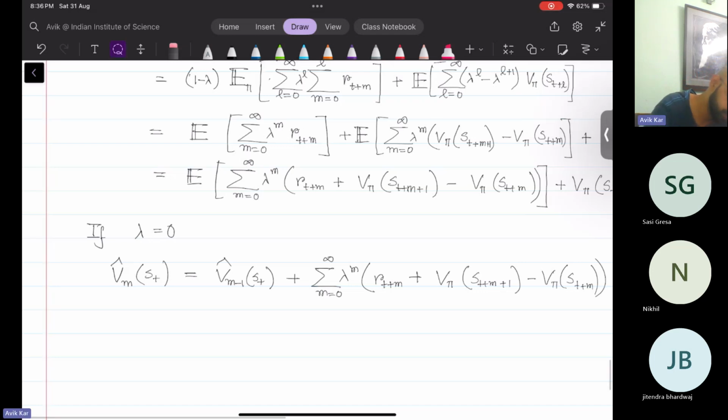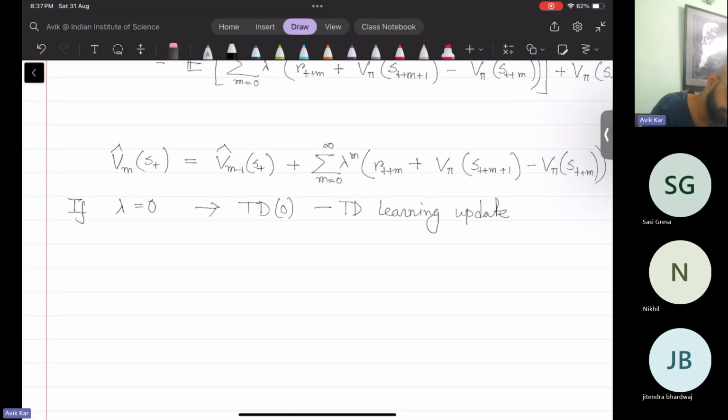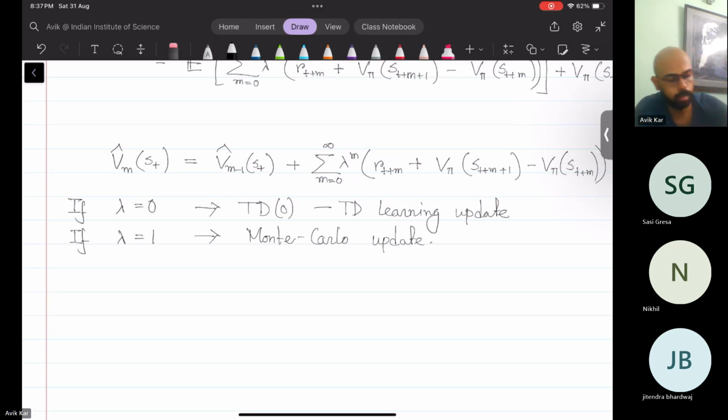So in this equation, now if you take lambda equals 0, you'll get TD(0), which is famously called the TD learning update. And if lambda equals 1, then you'll get Monte Carlo. So all the terms here will be, that exactly matches with the previous expression we have written, Monte Carlo.